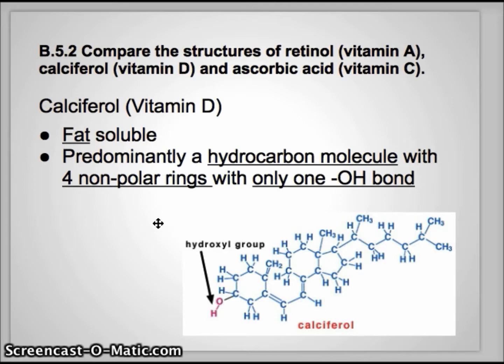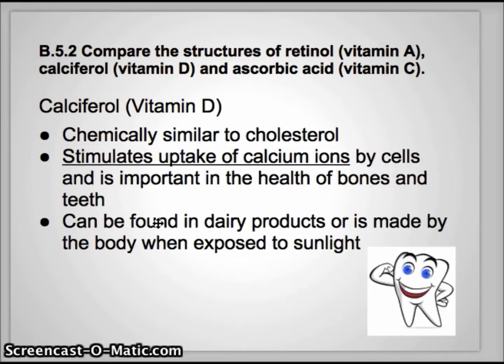And what is vitamin D used for? Well, vitamin D is used to help stimulate uptake of calcium ions, which are important for the health of your bones and teeth. Helps make them nice and strong. That's why you're always told as a child to drink milk, because it will make your bones strong. And, interestingly, it's chemically similar to cholesterol, an important part of the plasma membrane in your cells, but we won't go any further on that.